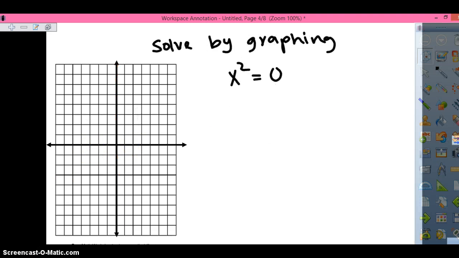If we have to solve by graphing and we have to solve x squared equals 0, this means the same thing as x squared equals y. So this is the function form right here in blue ink. What would be the axis of symmetry? The axis of symmetry would be 0.